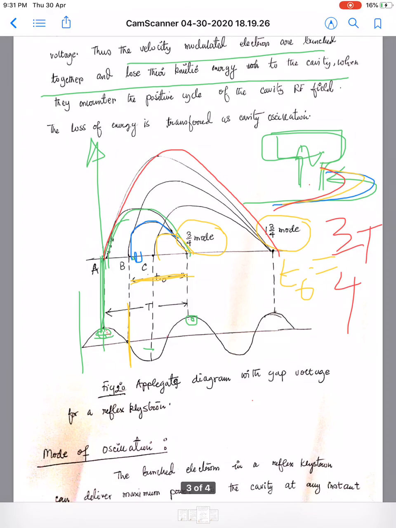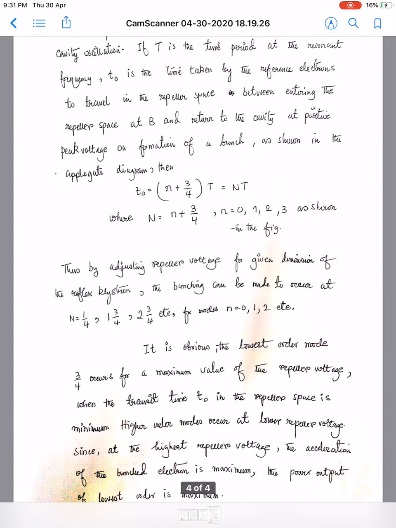So what is the relation? T0 is equal to n plus 3/4 times T, that is equal to capital N times T, where capital N is equal to n plus 3/4. For the fundamental mode, small n will be 0, and it will have maximum energy.